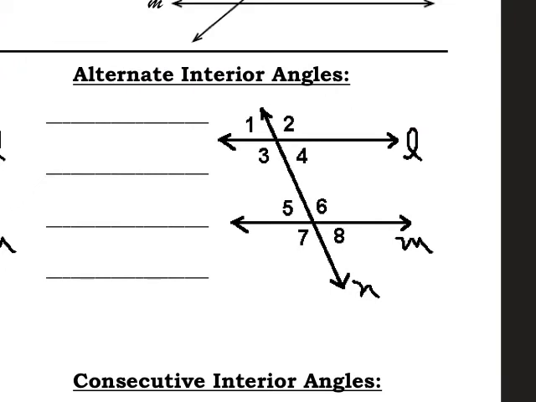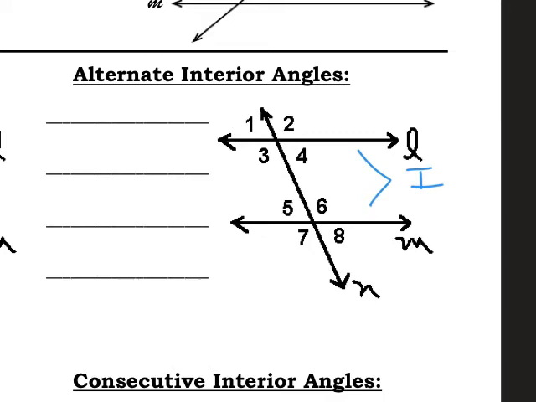What 4 numbers are in between the 2 lines, line L and line M? What 4 angles are between lines L and M? 3, 4, 5, and 6. Okay, so alternating interior angles. The first thing you want to do is label the interior with an I. These are all your interior angles. So if you're looking for alternate interior angles, these 4 should be your only options, okay?